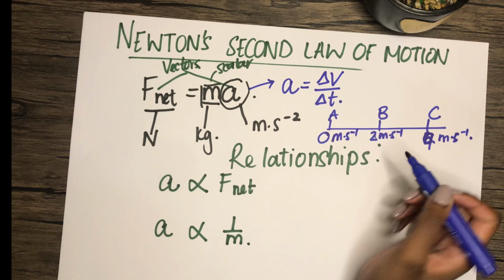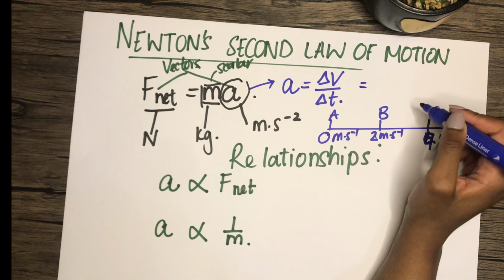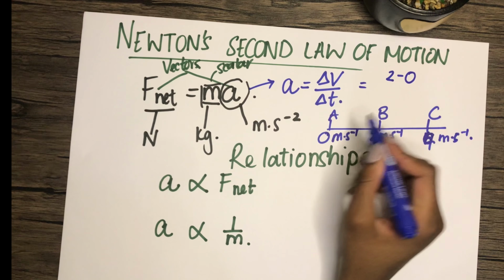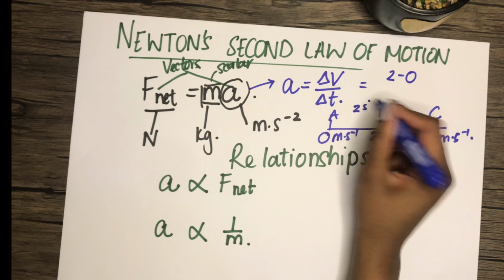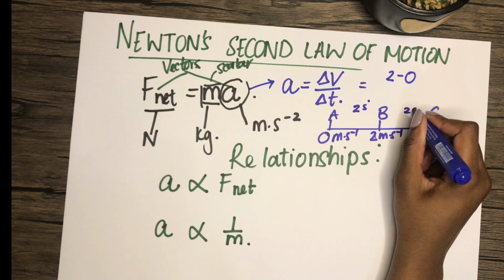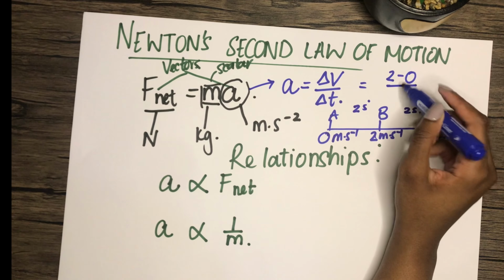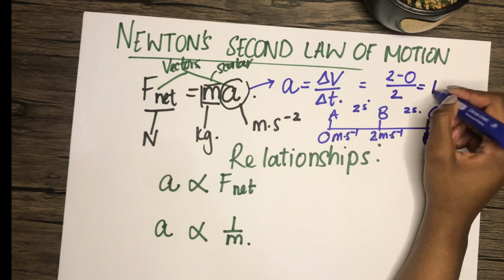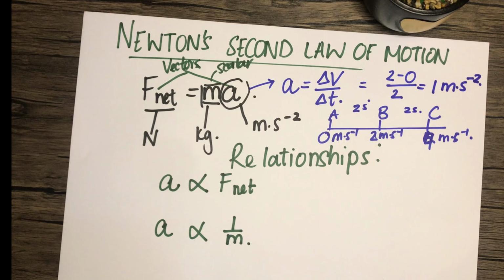So when that object moves from point A to B, then if I was to calculate the change in velocity, it would be 2 minus 0. Let's say from A to B, it took 2 seconds, and then from B to C, it also took 2 seconds. Then I'm going to have 2 minus 2 divided by the change in time, which is 2 seconds. It means the acceleration of that object is 1 meter per second squared.